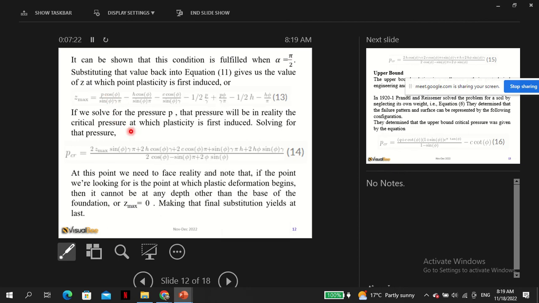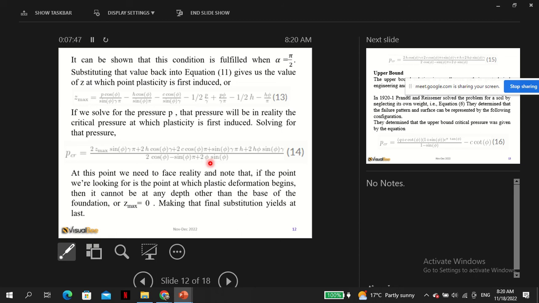If we solve for pressure p, remember we are interested in the stresses, the pressure will in reality be the critical pressure at which plasticity is first induced. So this is in fact the lower bound theory. That's all.